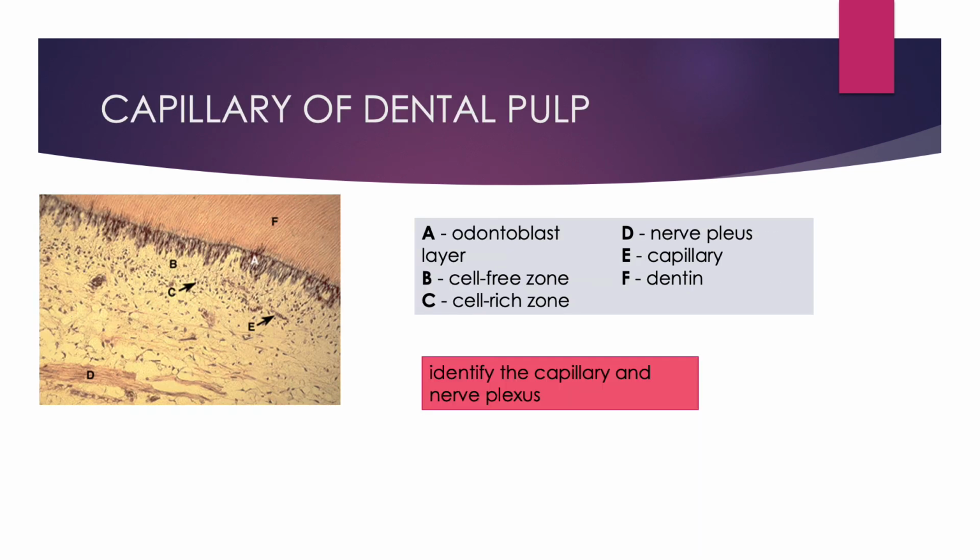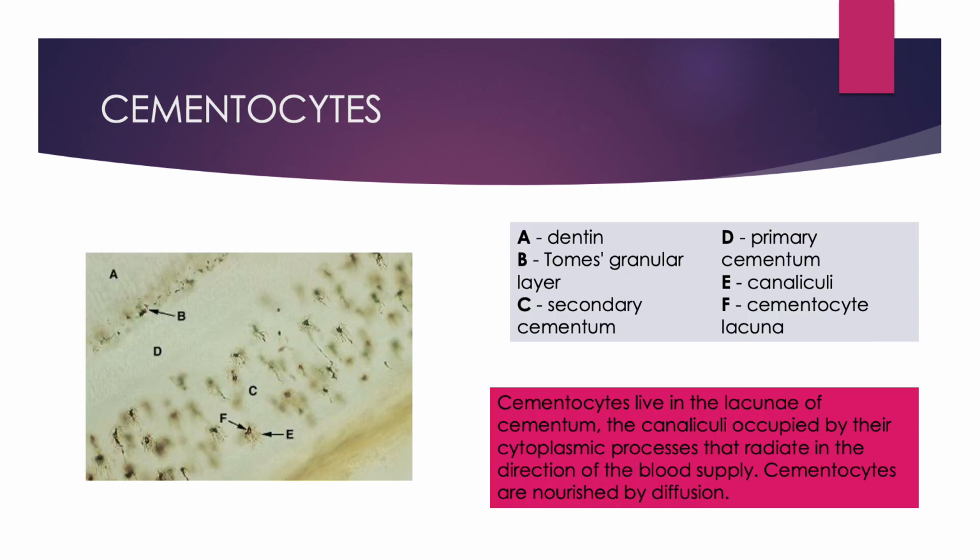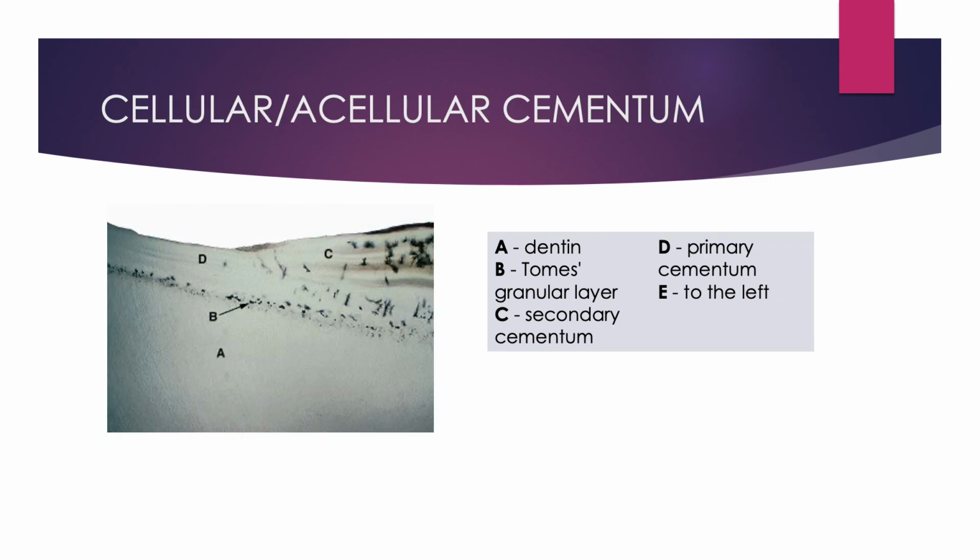In this photomicrograph, please identify the capillary and nerve plexus on the dental pulp. Secondary or cellular cementum overlies the primary cementum layer. Cementocytes live in the lacunae of cementum, and cementocytes are nourished by diffusion.